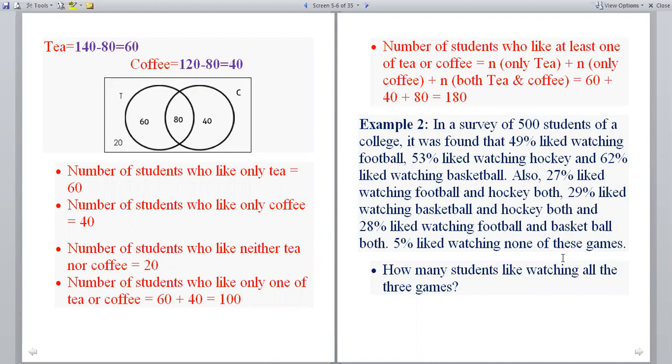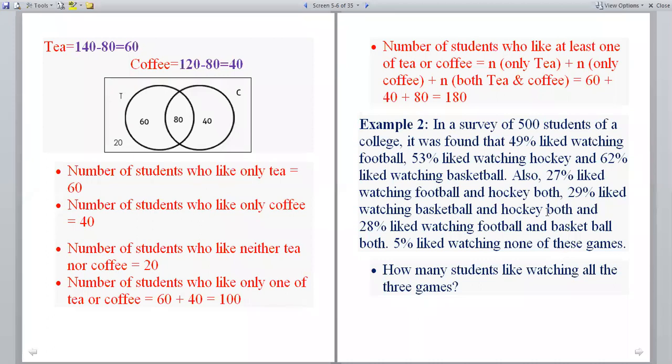See, if 5% like watching none of these games, it means how many in total like watching the games? Total percentage is 100. 100 minus 5, it would be 95%. So I can say 95% of students like watching the games. So if you find 95% of 500, that would be how much? 95% of 500, 475.